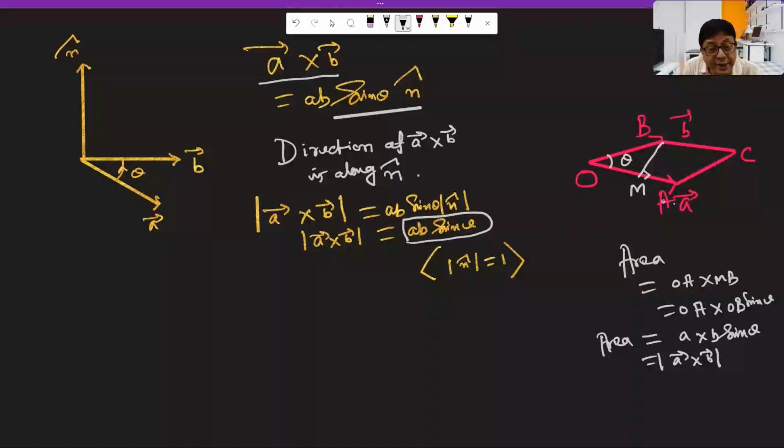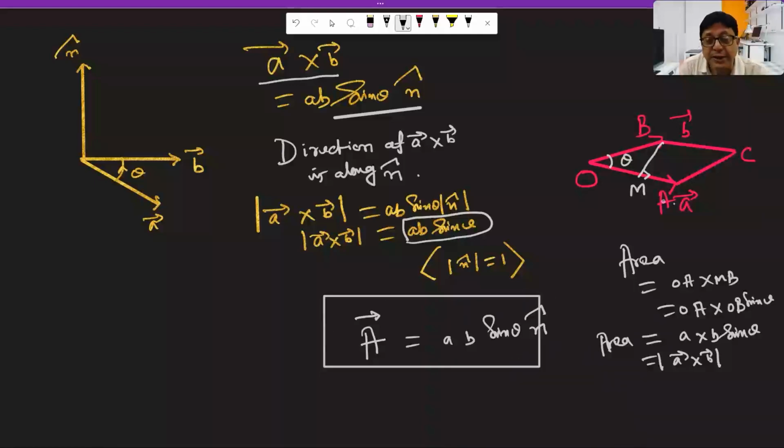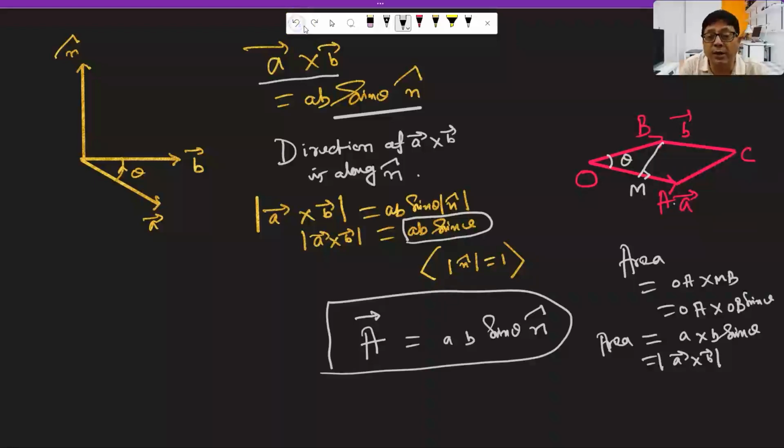So the area of the parallelogram is AB sin theta n cap. We cannot write the left hand side without an arrow. So the area vector comes into existence. The area vector is directed along n cap. Alright? The area vector is directed along n cap.